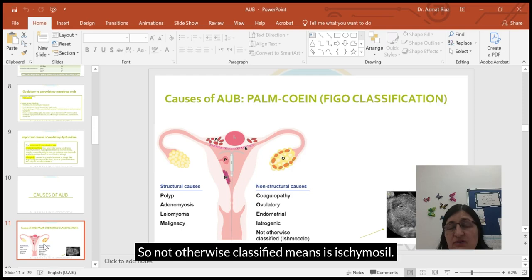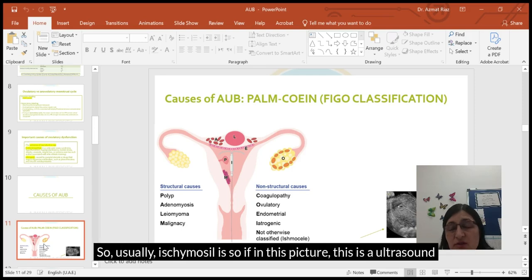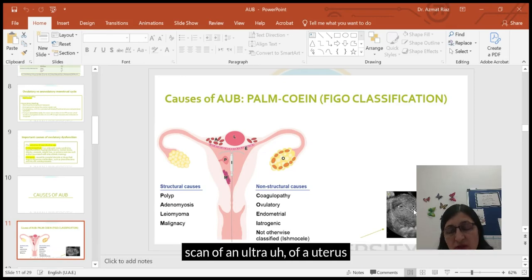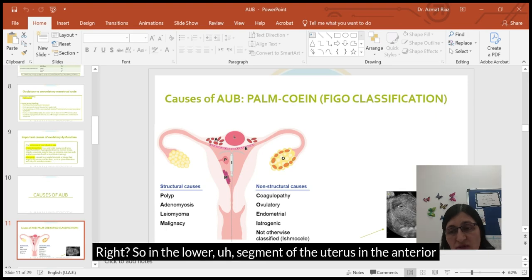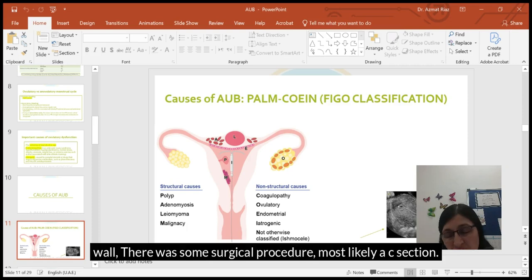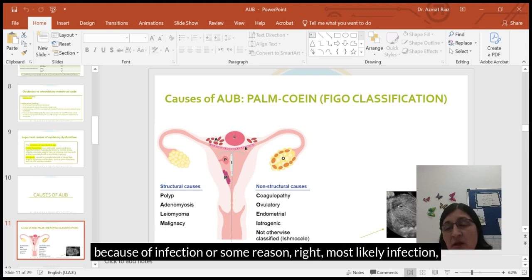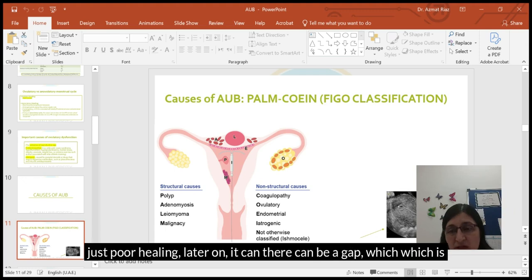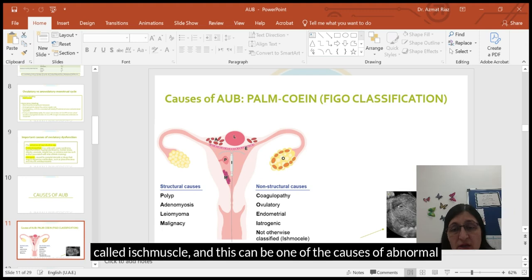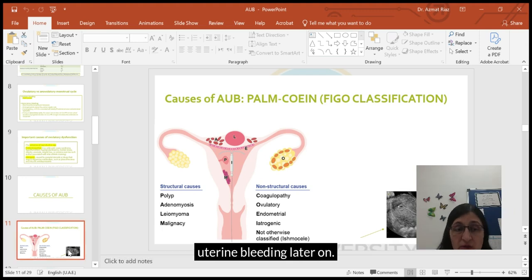So not otherwise classified means isthmocele. In this picture, this is an ultrasound scan of a uterus which most likely had a cesarean section, right? So in the lower segment of the uterus, in the anterior wall, there was some surgical procedure, most likely a C-section. If after C-section a woman has had poor healing, most likely because of infection, later on there can be a gap which is called isthmocele, and this can be one of the causes of abnormal uterine bleeding later on.